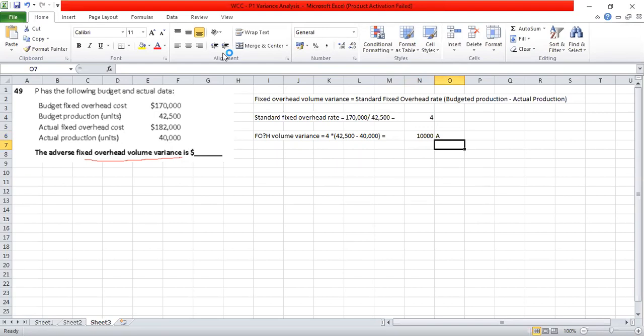The key point here is about the volume. It is not about the cost. So we are finding out the difference between the budgeted output and the actual output. Then let's take the next question, question number 50, in the Excel sheet.